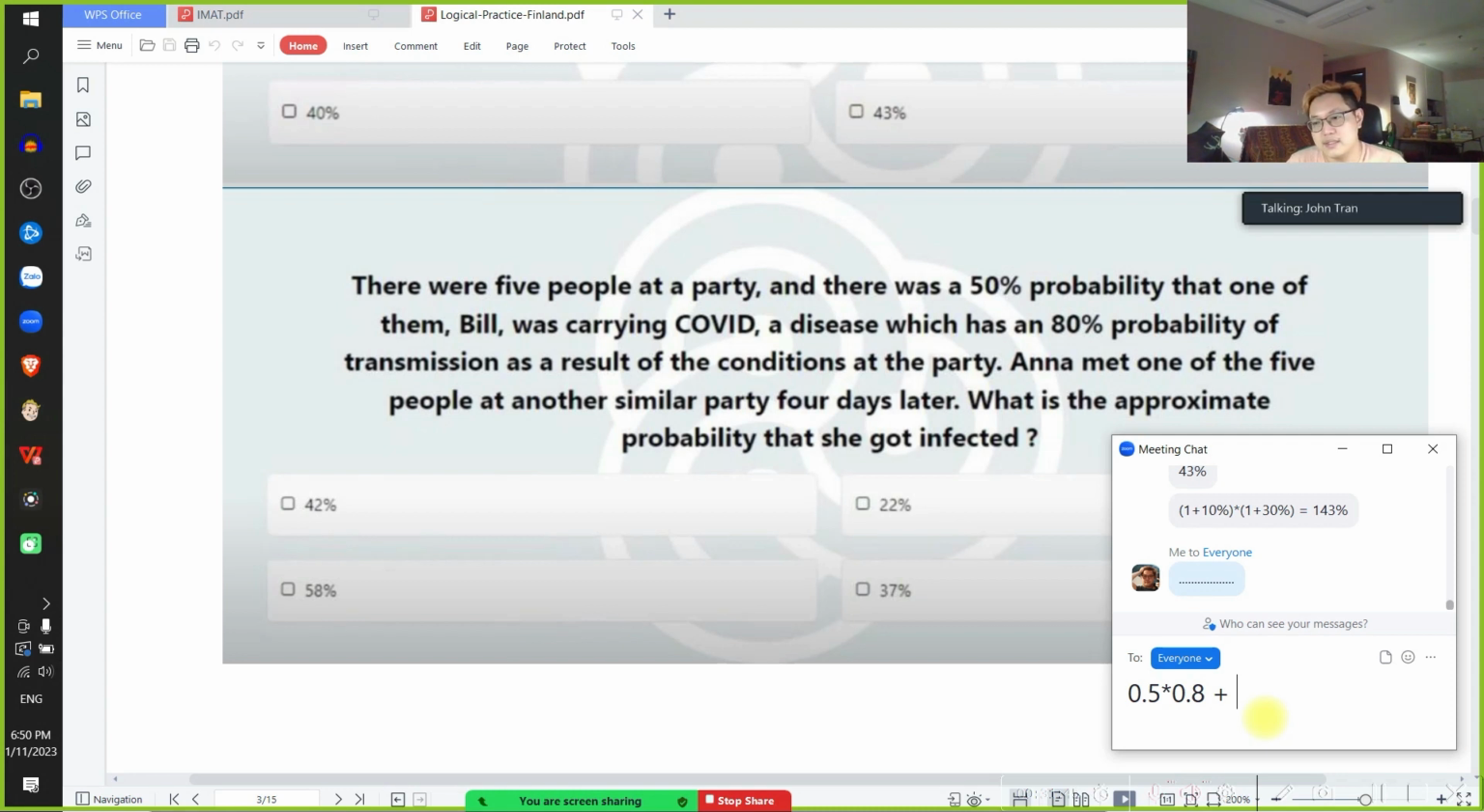0.5 times 0.8, that is the probability to get the disease at the first party. But then, Anna met one of the 5 people at another similar party 4 days later. So, one of those 5 people, they should have the same probability to get the disease as Anna, right? Because they were at the party as well.